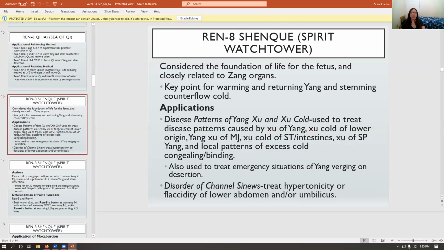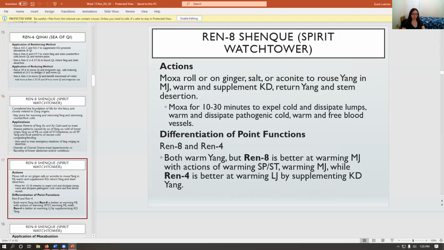So disease patterns of yang deficiency and deficiency cold, that's mainly what we're going to be using this for. We can also use it for disorders of channel sinews, so treating issues with hypertonicity or flaccidity of the lower abdomen and/or the umbilicus. So pretty much anywhere in the abdominal region, not so much epigastric, but abdominal area, we can use Ren 8.